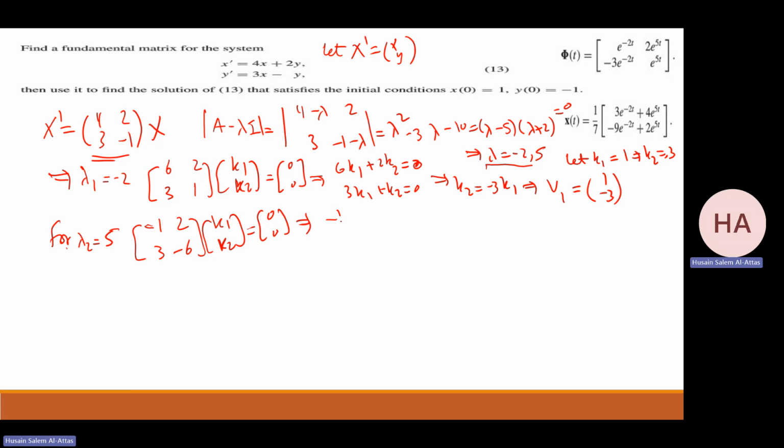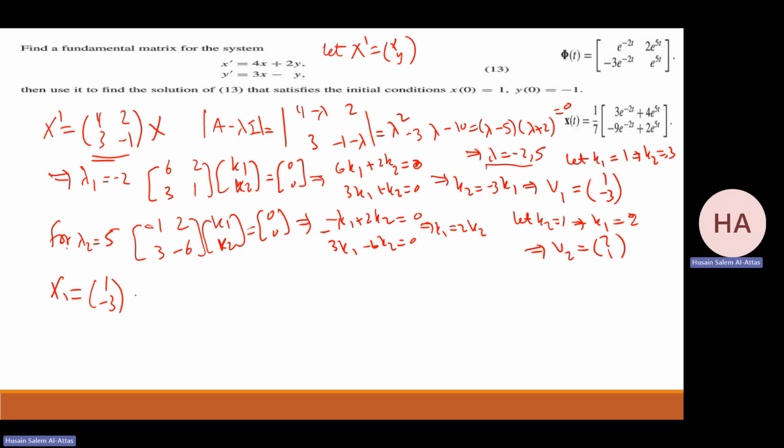So I have what? Minus k1 plus 2k2 equals 0, or 3k1 minus 6k2 equals 0. Very clear, multiply by minus 3, get the second equation. So I have only one equation where k1 equals 2k2. So let k2 equal 1. You get k1 equal 2. So v2 is 2, 1.